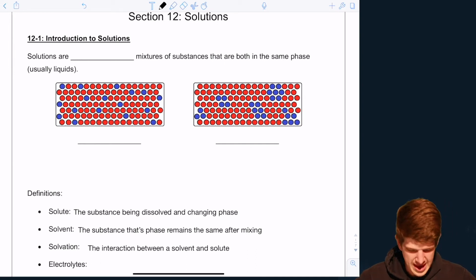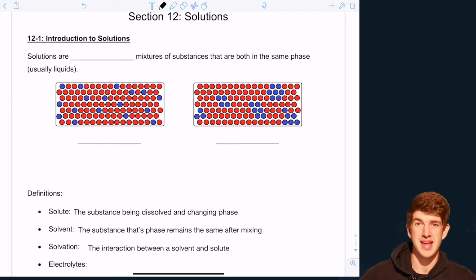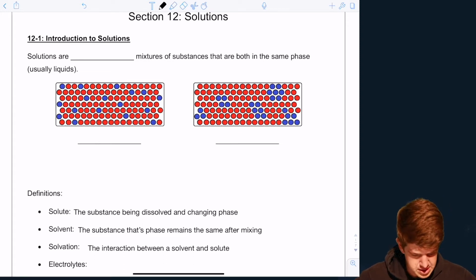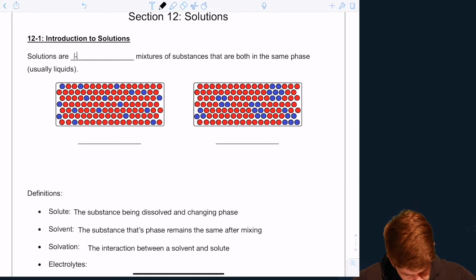All right, so now let's look at solutions. So solutions are homogeneous mixtures of substances that are both in the same phase. So there is a difference between a solution and a mixture. And solutions are going to be a type of mixture called homogeneous mixtures.